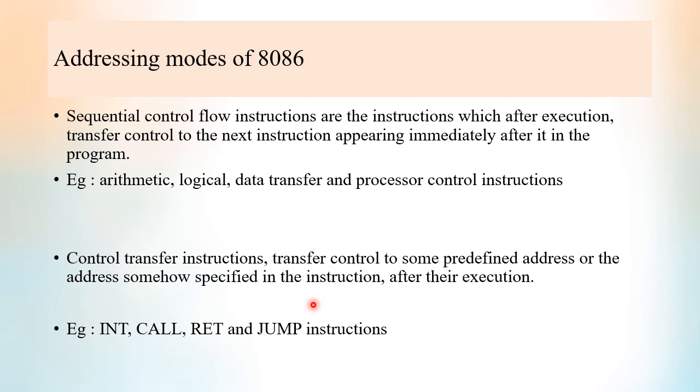The second category is control transfer instructions. The control transfer instructions transfer control to some predefined address or the address specified in the instruction. And this will not follow a sequential kind of execution. Some examples for control transfer instructions are INT, CALL, RET for return, and JMP. So these are the two types of instructions in 8086.